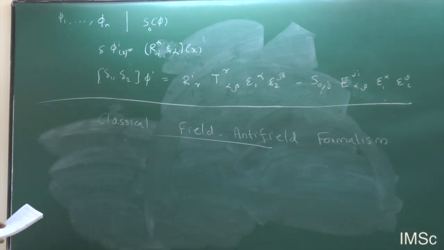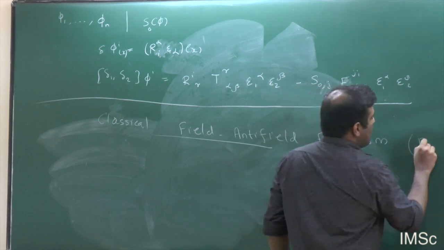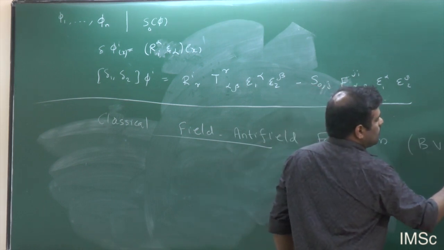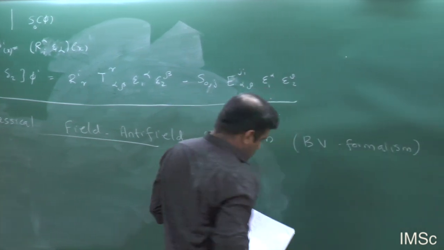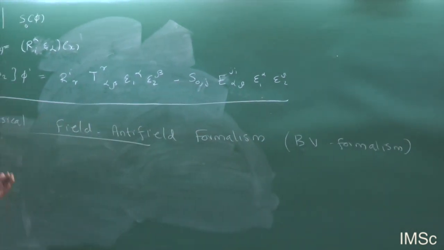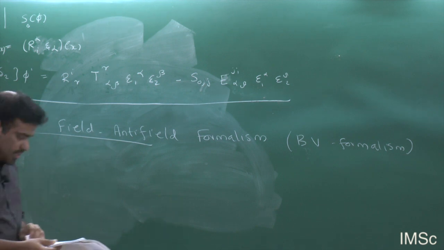Since this was mostly studied by Batalin and Vilkovisky, this is also known as BV formalism. So BV formalism can be stated as a number of steps, or basically I can give you a recipe. So the recipe is as follows.